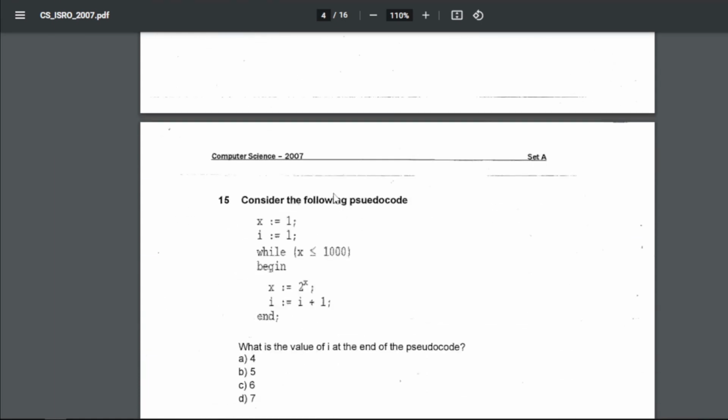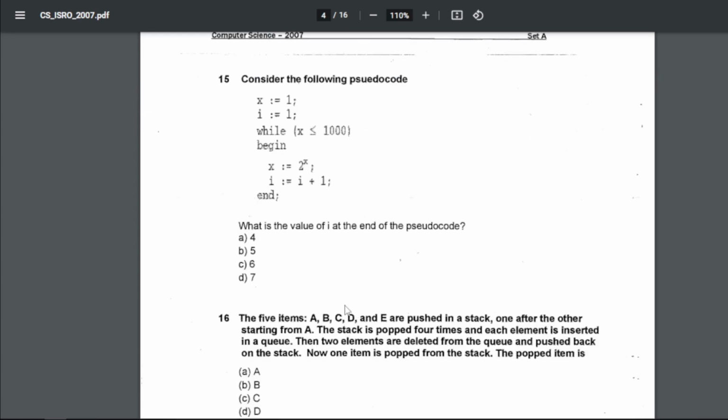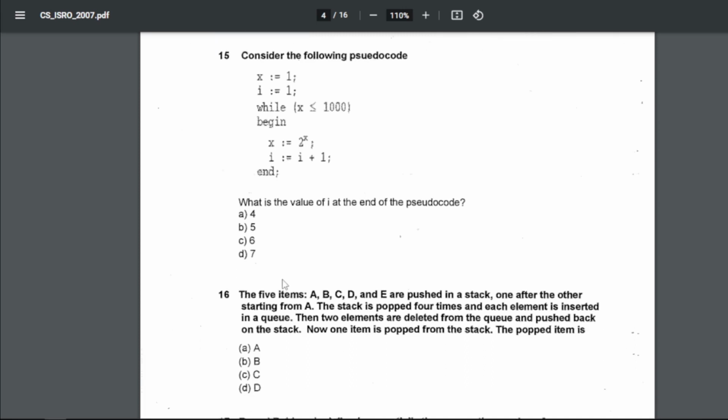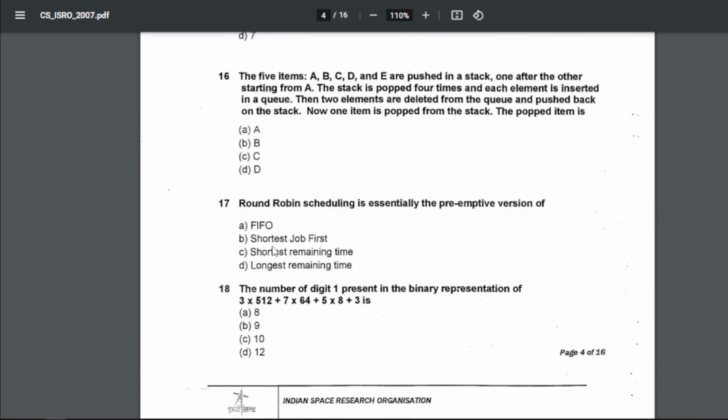Question number 15: consider the following pseudocode, right? This is the code that we have been given. Now what is the value of I at the end of this pseudocode? For this our answer will be 5, that is, the value of I at the end of the pseudocode will be 5 here.